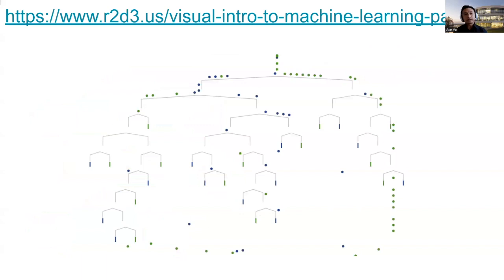If you take a look at this visual intro to machine learning, you can understand a little more about the mechanism behind the machine learning algorithms called decision trees. It's a great visual, and I hope you enjoy it.